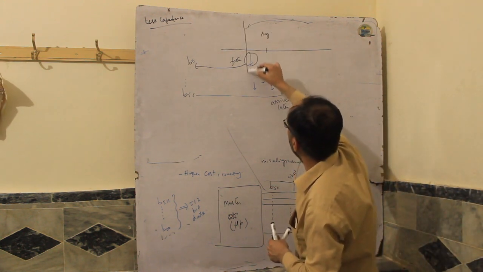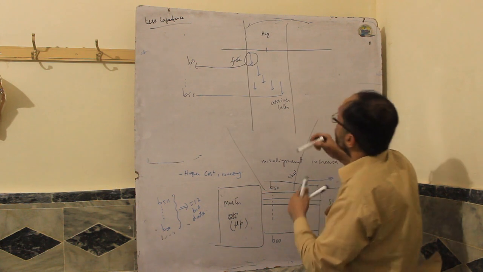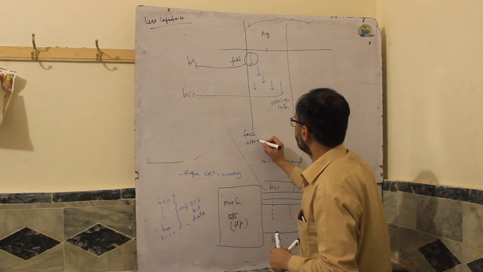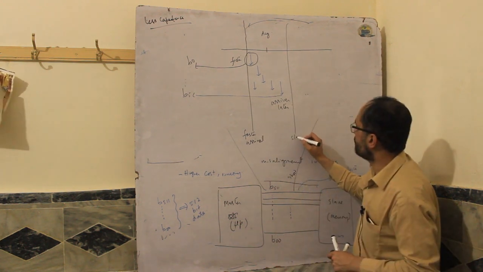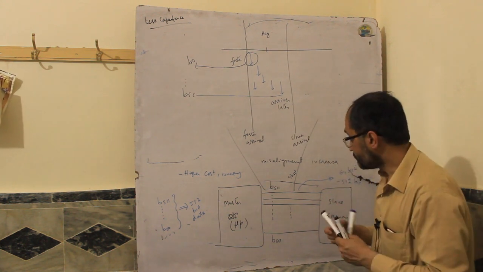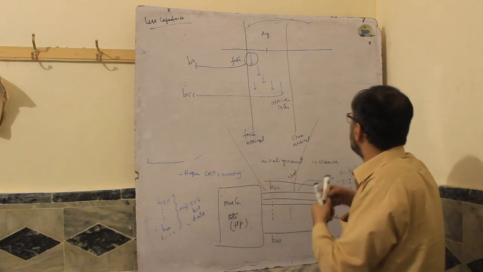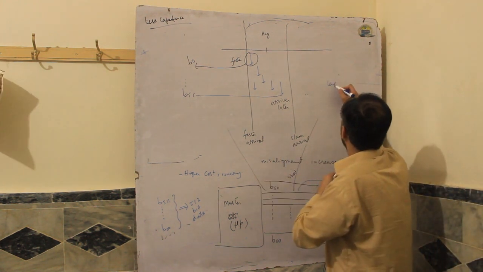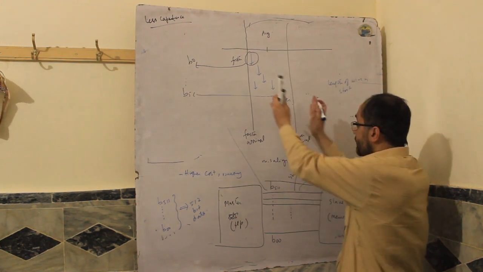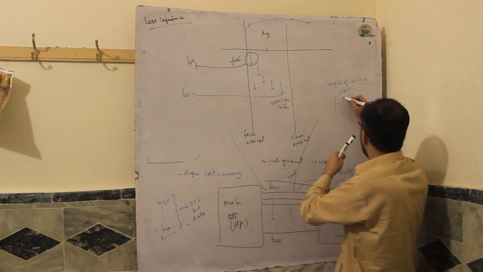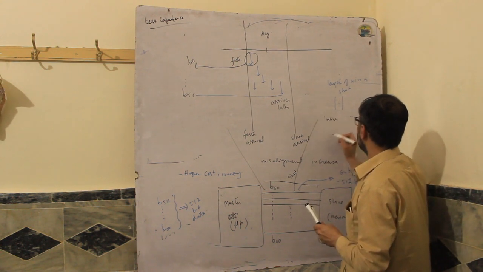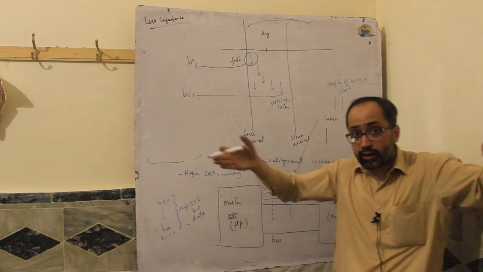So now this is the minimum arrival, the faster arrival, and this is the slower arrival. If the length of the wire is short, this window will be small. So this window will be like this. If you increase the length of the wire, this window will have a large misalignment.